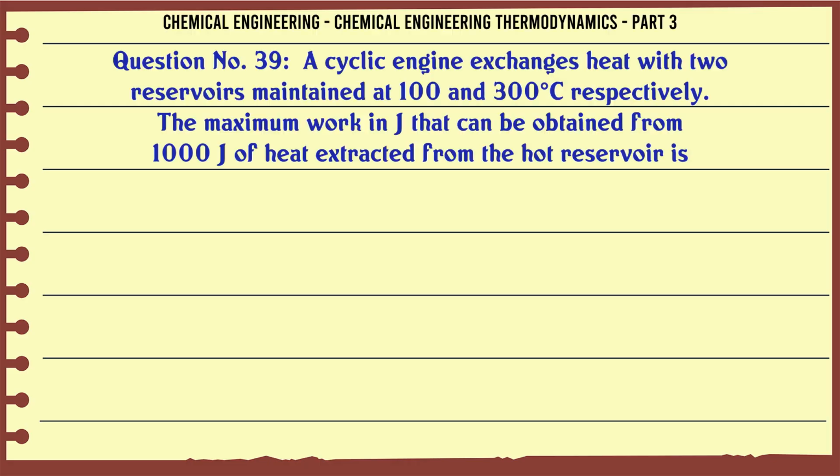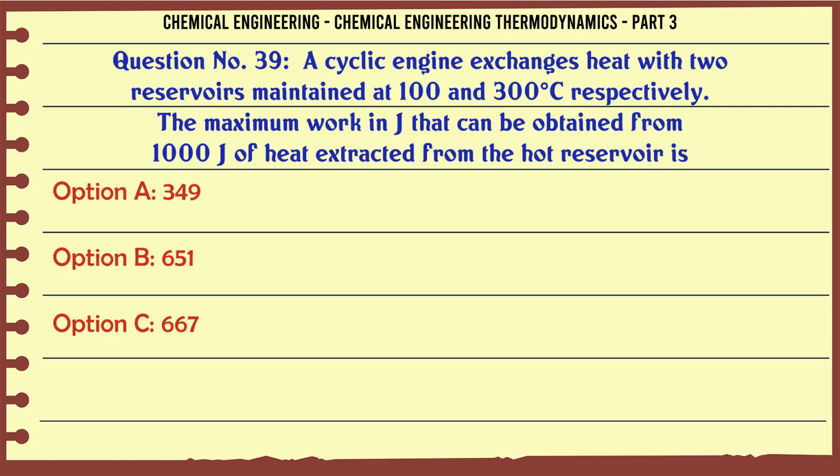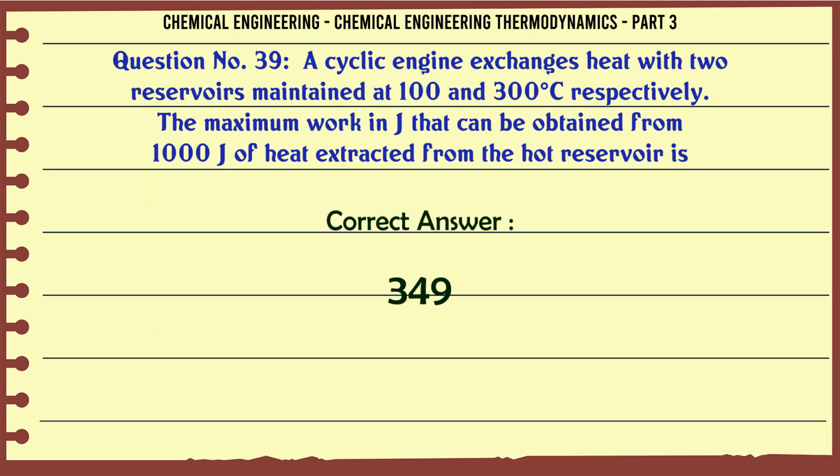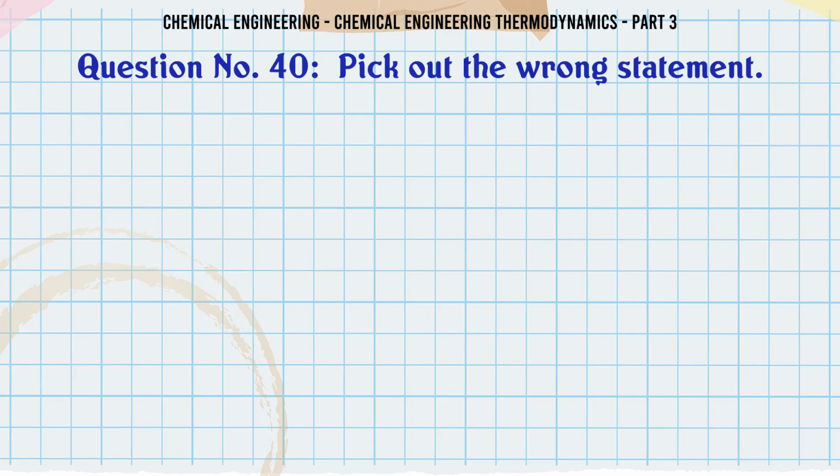A cyclic engine exchanges heat with two reservoirs maintained at 100 and 300 C respectively. The maximum work in J that can be obtained from 1000 J of heat extracted from the hot reservoir is A. 349. B. 651. C. 667. D. 1000. The correct answer is 349.